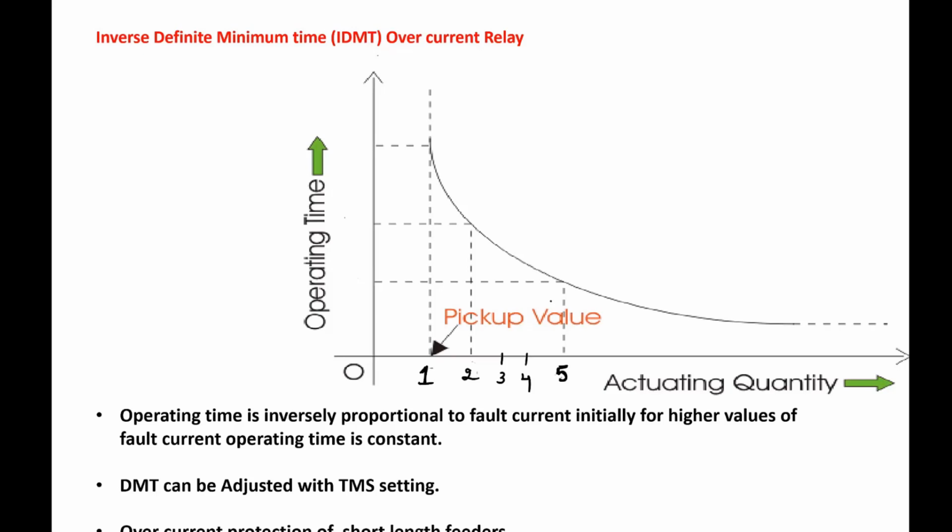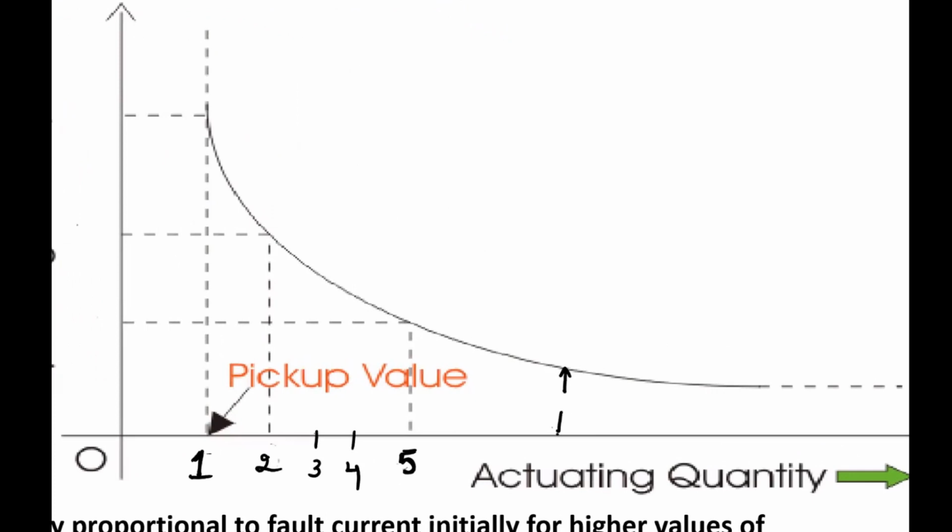So initially, up to say 4 or 5 PSM, it maintains the inverse characteristics. Then after that fixed value, it again maintains a constant time. It maintains a minimum time. So for very high fault currents, there is no inverse characteristics. It maintains a constant time. That's why it's called inverse, but it takes some small definite minimum time to clear the fault. That is why it's called IDMT relay.